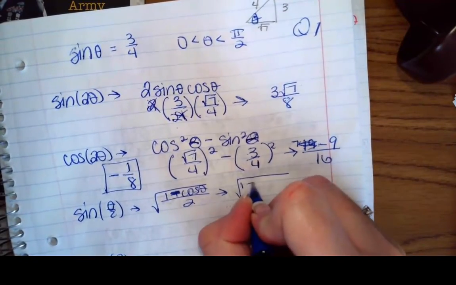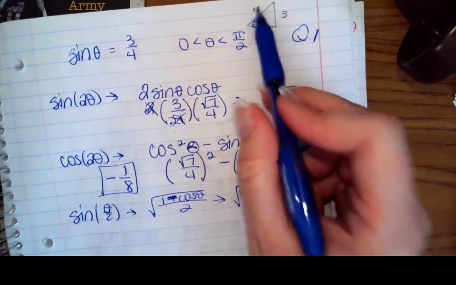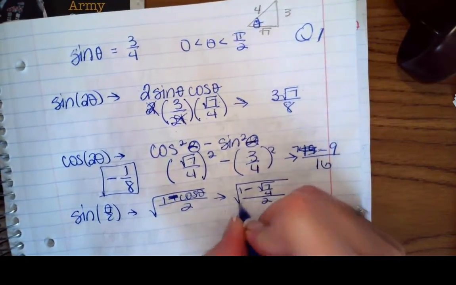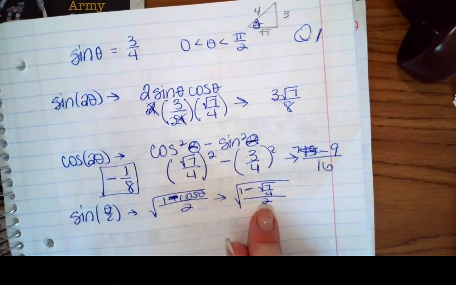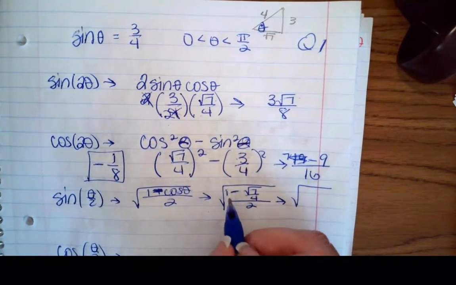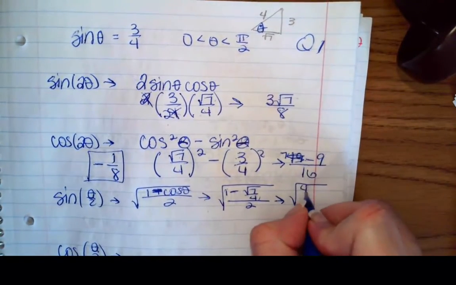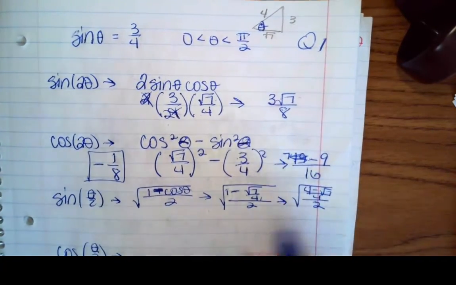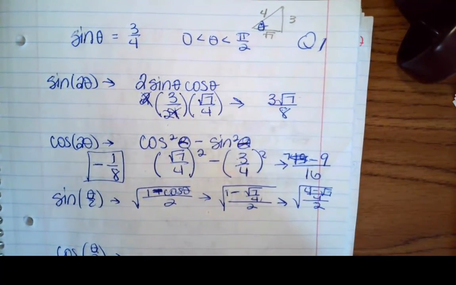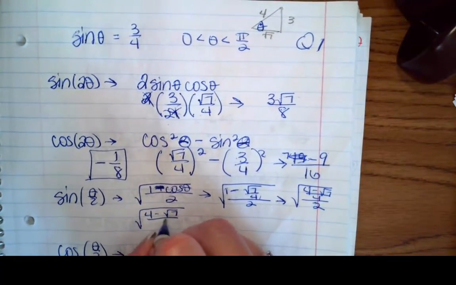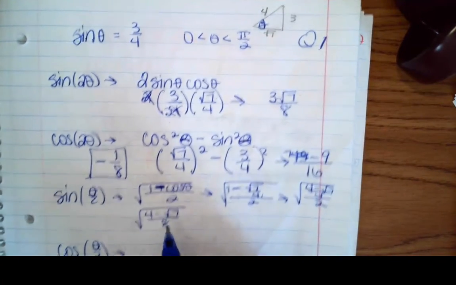So that's going to give me 1 minus, what's the cosine? Root 7 over 4, all over 2. That 2 is in the radical. Okay, get a common denominator. So I end up with 4 over 4 minus root 7 over 4. And then I can multiply my denominators together. So I get 4 minus root 7 over 8. And 8 I can reduce.